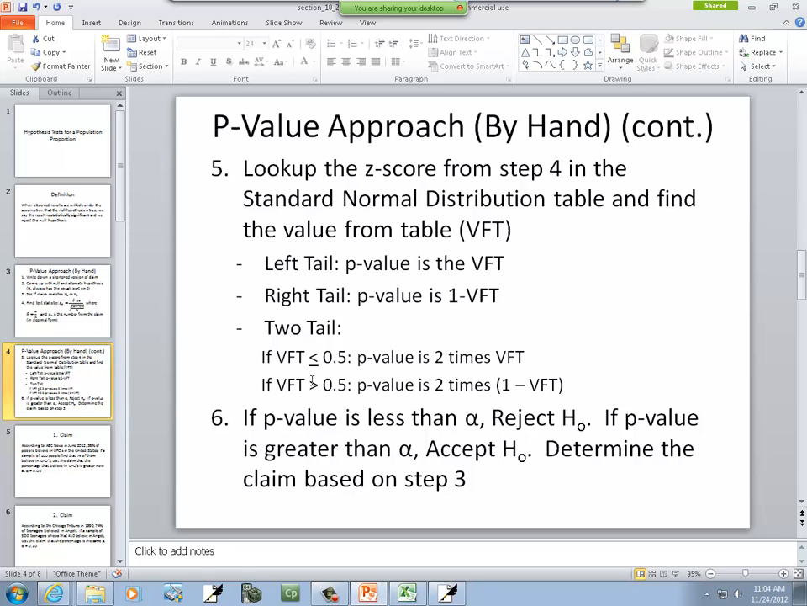If you have two tails, first you check to see if the value from the table is less than or equal to 0.5. If it is, the p-value is 2 times VFT. And if it's greater than 0.5, then your p-value is 2 times 1 minus VFT.